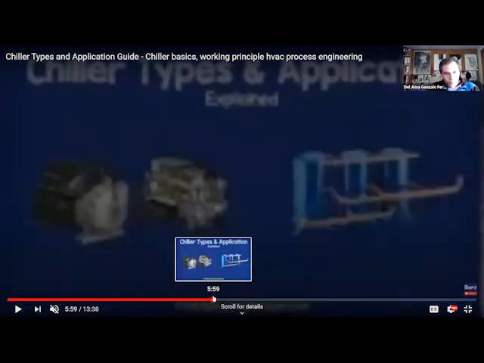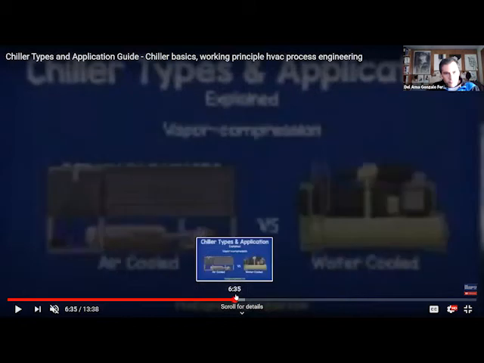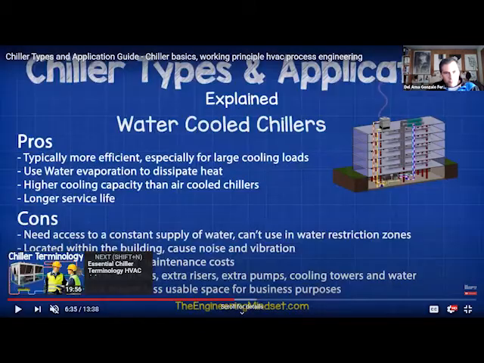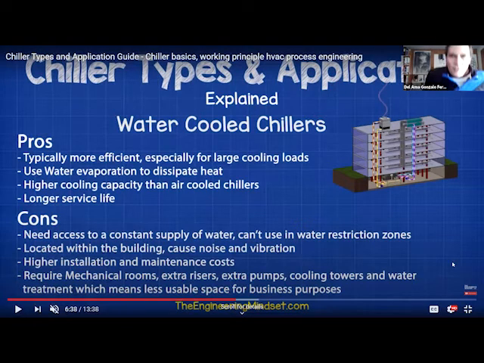So now we are going to explain the pros and cons of water-cooled chillers. The pros.